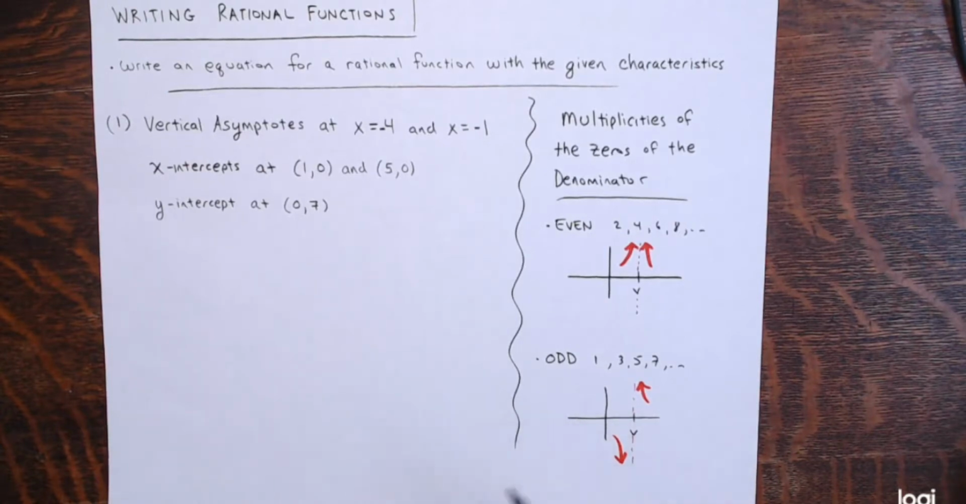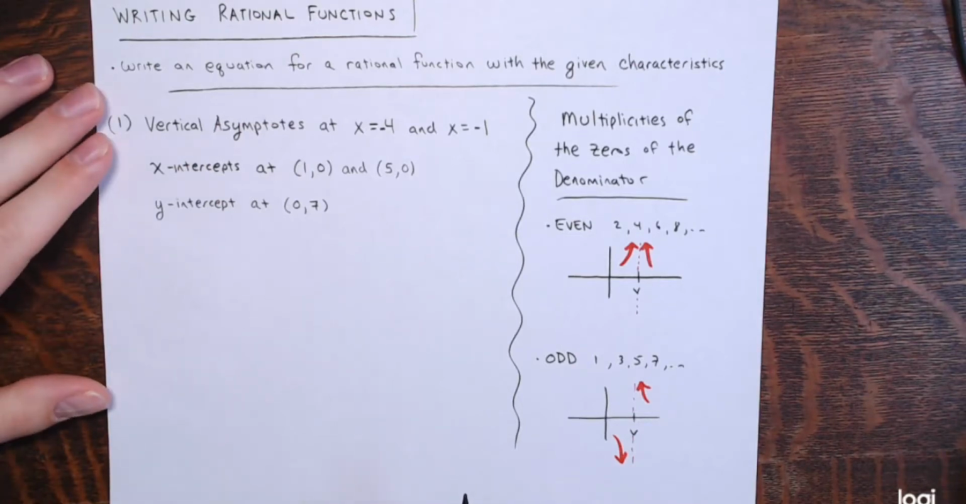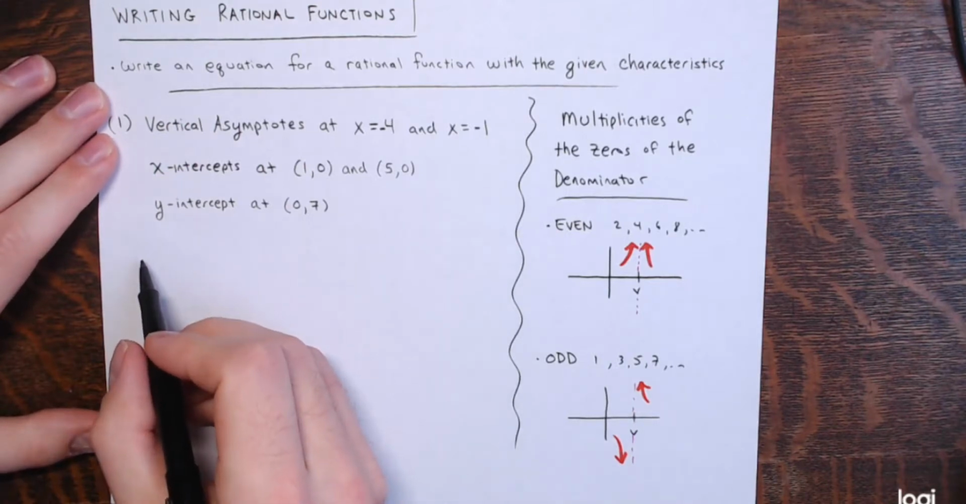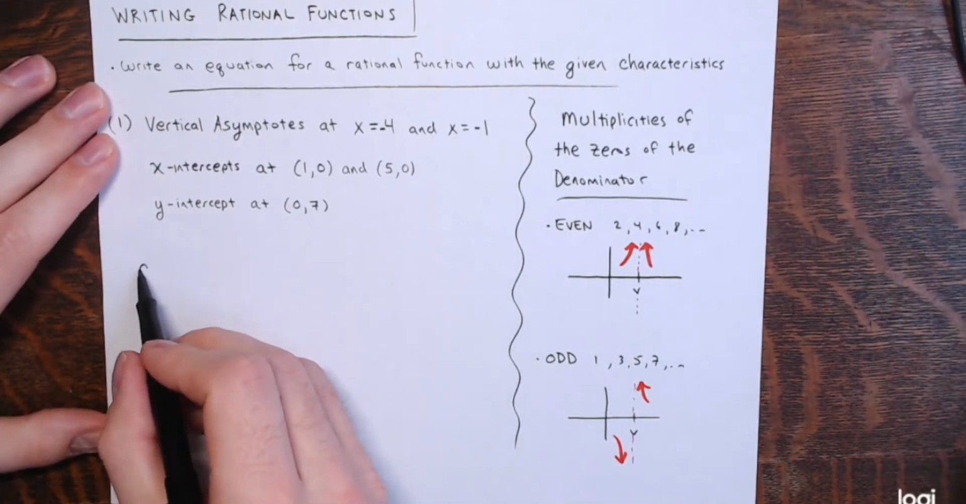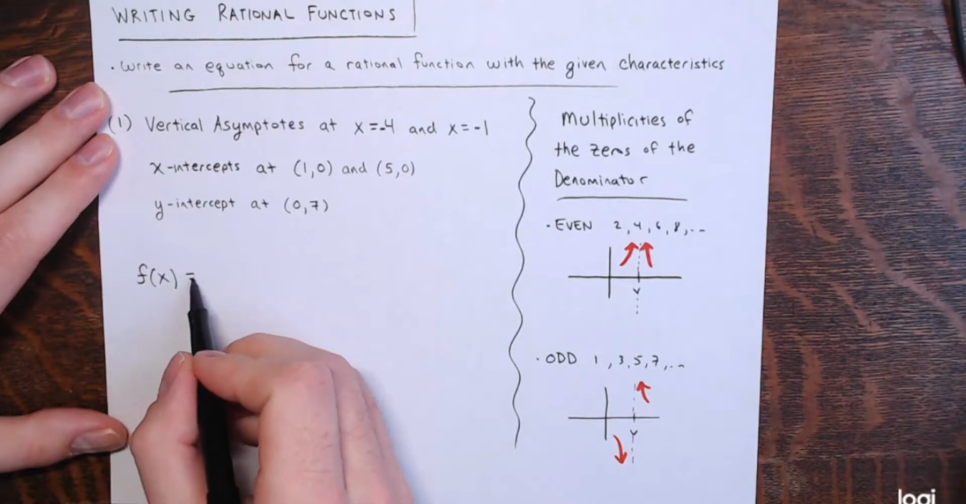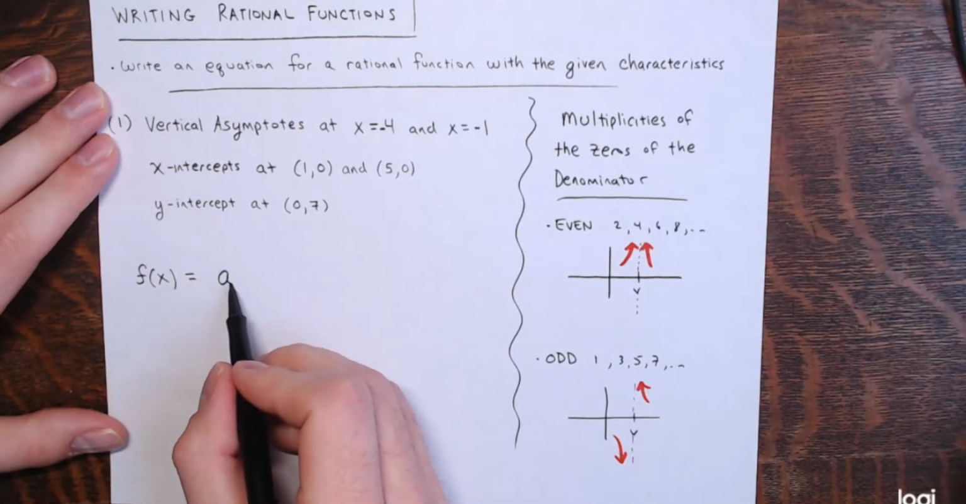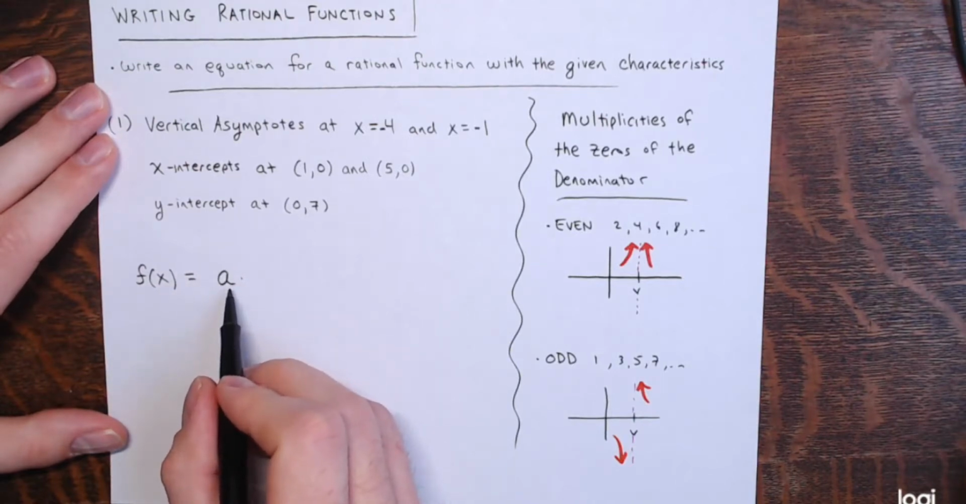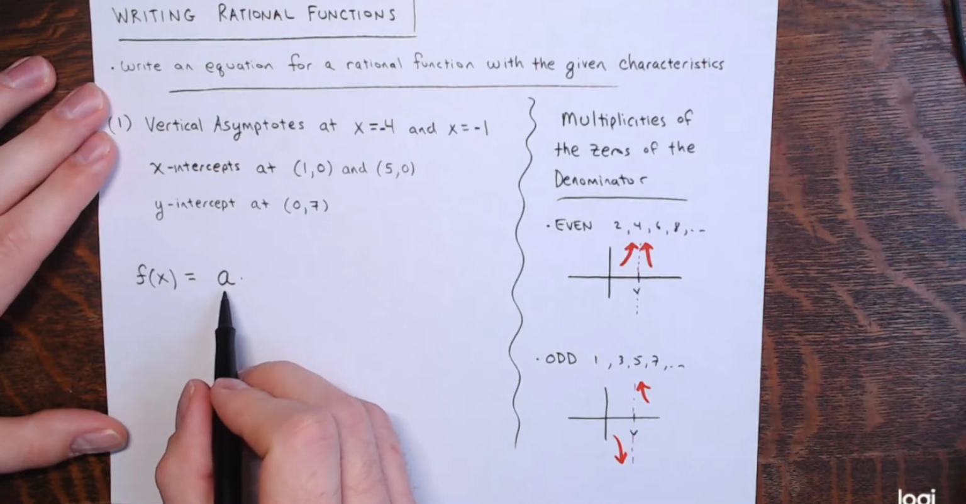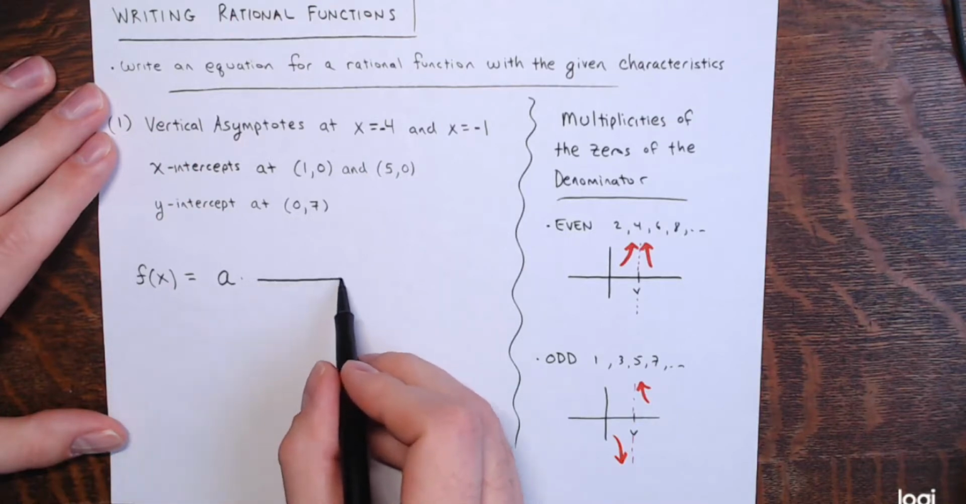What we're going to be doing again is creating the simplest version of a rational function that matches all the information we're given. Every single one of our problems is going to look like this. F of x equals some scaling factor a, some number a, which we'll find using some other point on the graph, times a fraction.